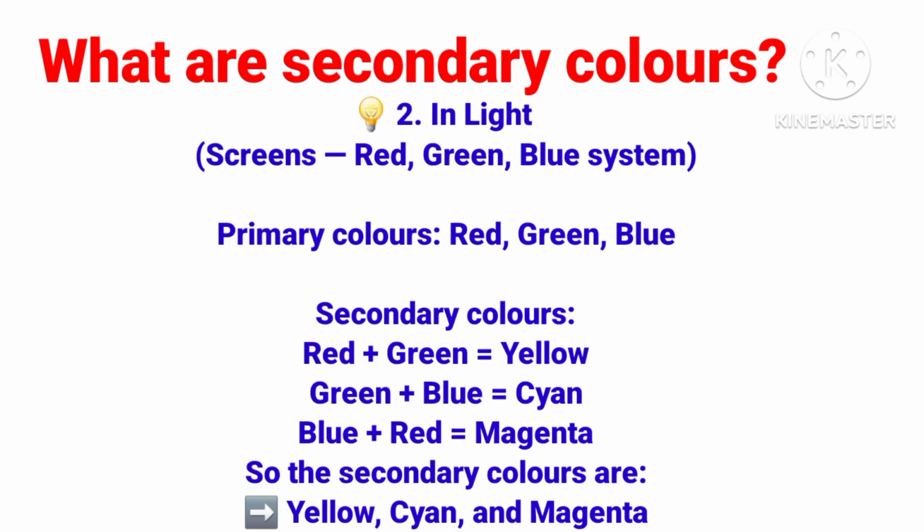Two, in light, screens, red, green, blue system. Primary colors: red, green, blue. Secondary colors: red plus green, yellow; green plus blue, cyan; blue plus red, magenta. So the secondary colors are yellow, cyan, and magenta.